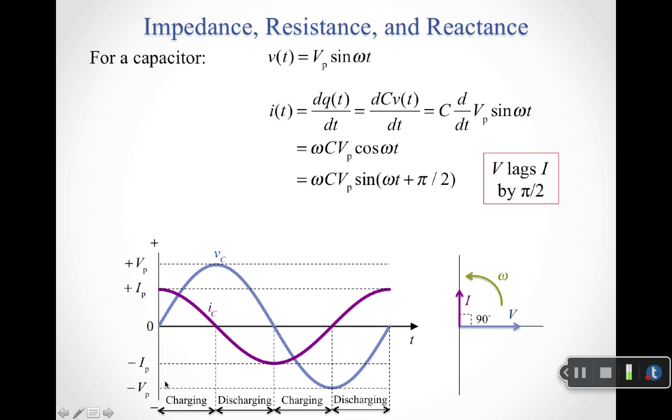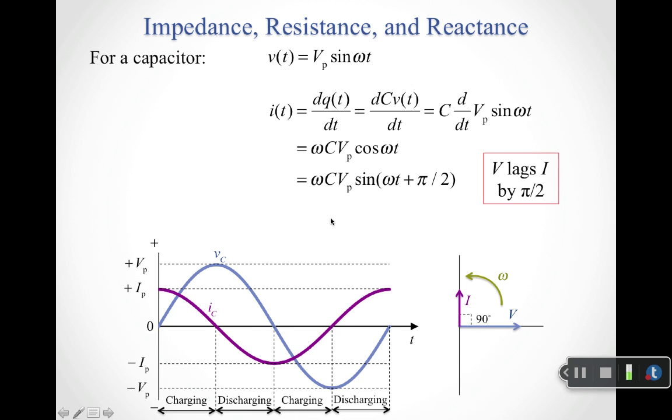So if I've got an uncharged capacitor, there is no voltage across it, no potential difference between the plates. And so the first thing I've got to do is have a current so I can start to get charges on the plates. So this first chunk here is while my plates are charging. And then that'll happen up to the point where my current starts to reverse, and now they'll discharge. And then they'll charge again, and now they'll discharge again. So it makes sense that the current leads the voltage across the capacitor.